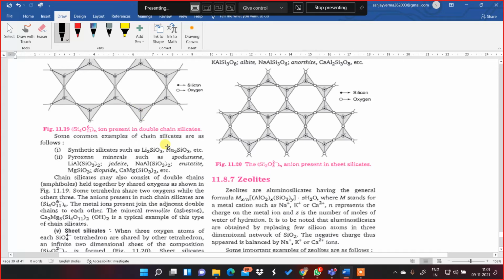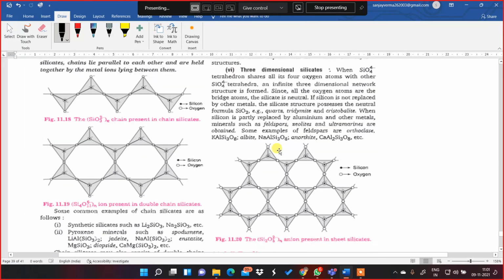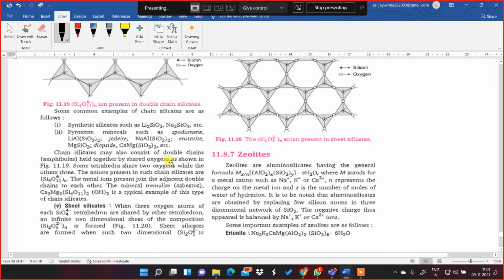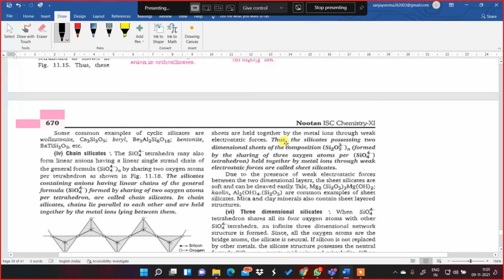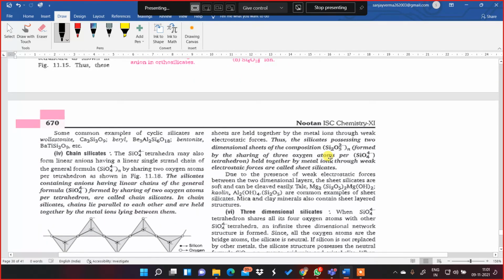And after all the structures, what are the uses that will be asked? What are the uses of silicates which will be asked? For the uses, I'll tell you that silicates are used in a number of ways for manufacture of various building materials which are resistant to abrasion. So these are some uses for the silicates.